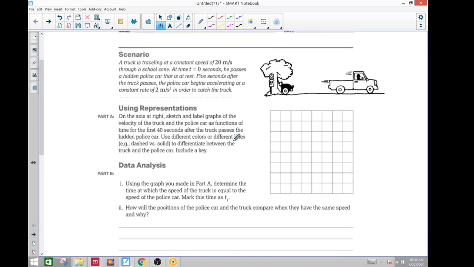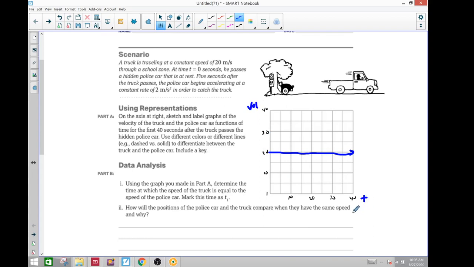First thing it says is they want you to mark out a good scale here. I'm going to go 10, 20, 30, and then 40. And then here 10, 20, 30, and then 40. And then they want you to mark out the truck. The truck's just zipping along at a pretty constant speed of 20. Let's give it a different color and run this thing horizontally at 20. So this is going to be velocity, and this is going to be time.